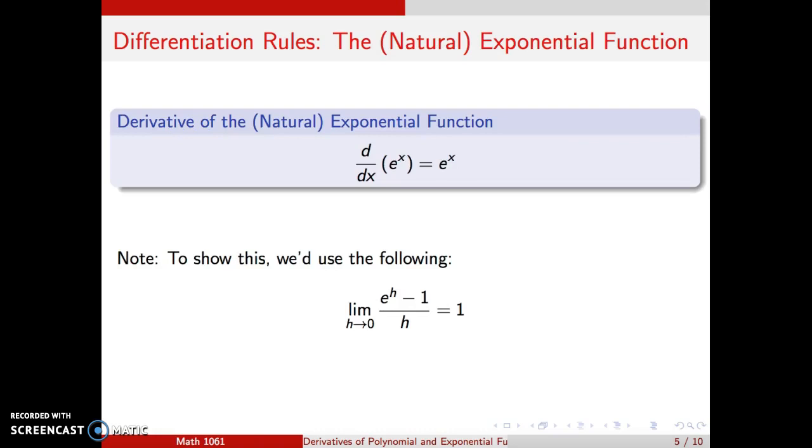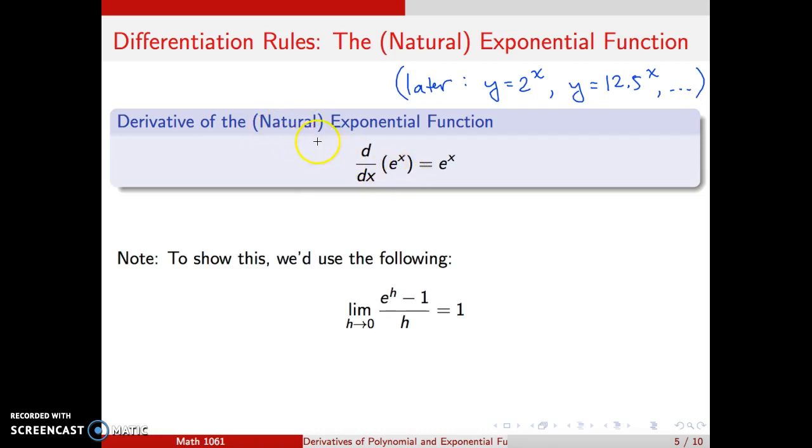The next rule is for a very specific type of function. We'll look at general exponential functions down the road. So later, we'll look at y equals 2 to the x, y equals 12.5 to the x, etc. There's going to be one rule to handle all those possible exponential functions. But what we have now is just one.